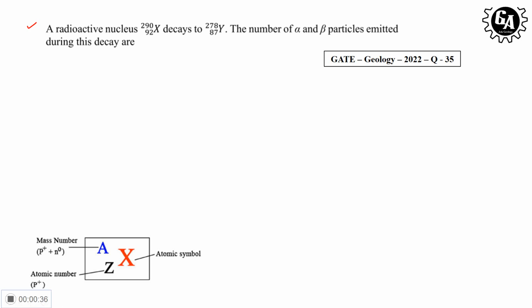We know that a radioactive nucleus, let this be X, is 92 and 290. This is one radioactive nucleus, and we know that radioactive nuclei are very unstable, and to gain stability they decay. This decay process happens with the help of emission of alpha and beta particles. Gamma is simply a radiation of the electromagnetic spectrum.